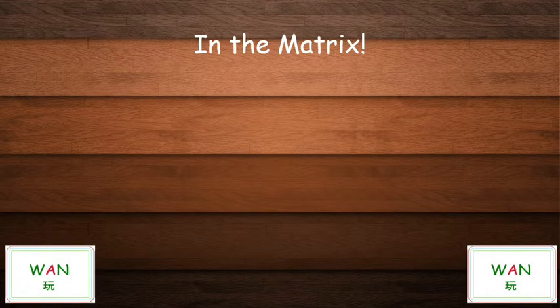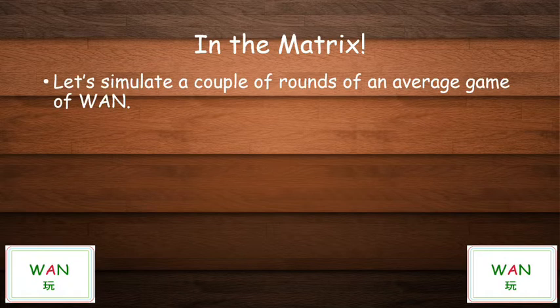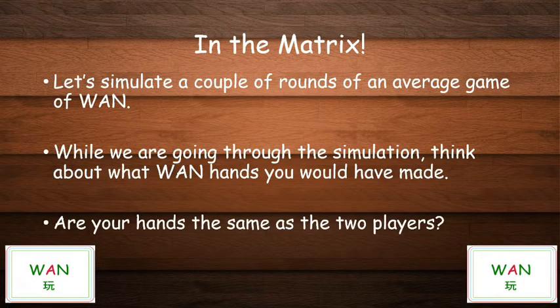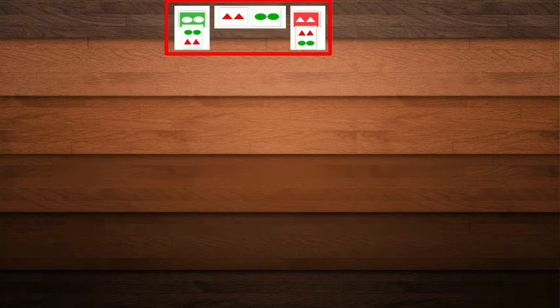Cool. So in the matrix, let's do a simulation. Let's simulate a couple rounds of an average game of One. While we're going through this simulation, think about what hands you would have made, and you can call out the hands you might have made too. If you want to raise your hand and say, this is the hand I would have done, feel free. Are your hands the same as the two players in our simulation? Above here, I put the three unique One hands so you can remember them, just in case.